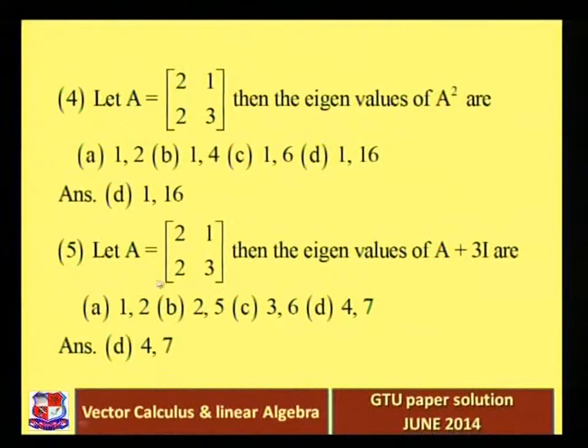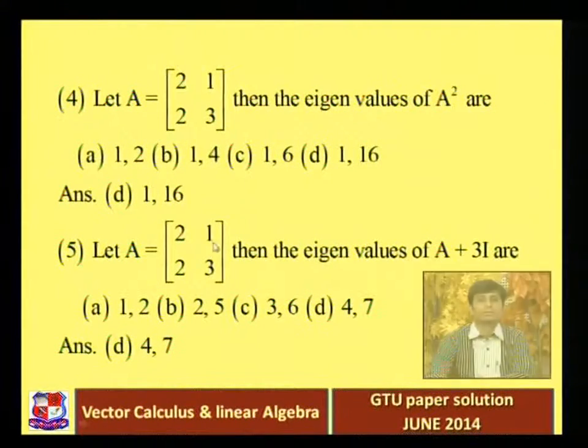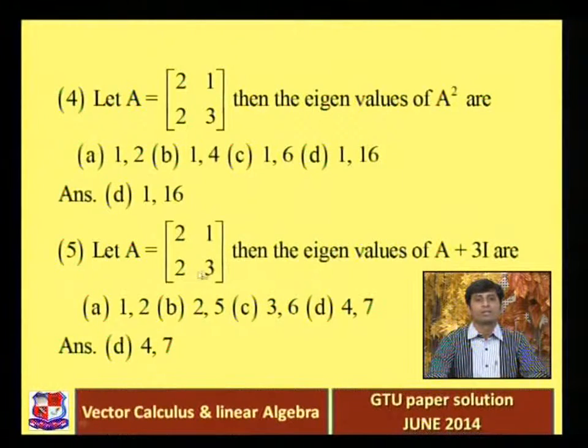Next question, similar type of question. If A is equal to 2, 1, 2, 3, you can see the both matrices are same, right? Then the eigenvalues of A plus 3i. Now when we add 3i in this given matrix, 3 is added only to the main diagonal entries, no other elements, right? So 3 plus 2, 5, 3 plus 3, 6, right? So 5, 1, 2, 6.